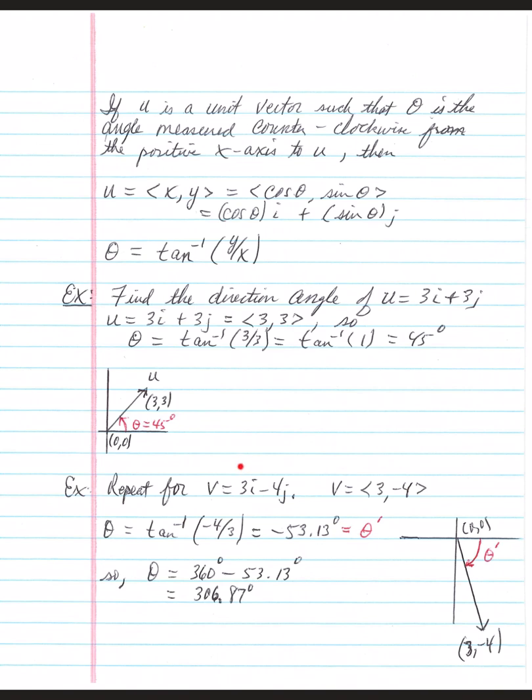Let's repeat for vector v, which is written as 3i minus 4j. If you write that in component form, it's 3 and negative 4. The angle will be tan inverse of y over x. Tan inverse of negative 4 over 3, using your calculator, make sure you're in degree mode too, you will get negative 53.13 degrees.